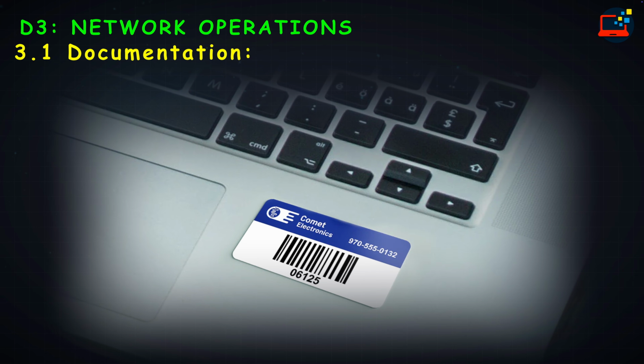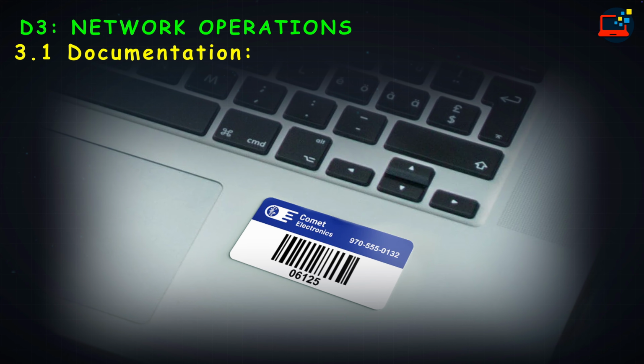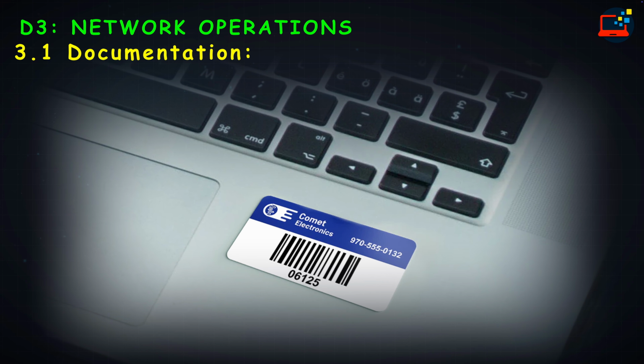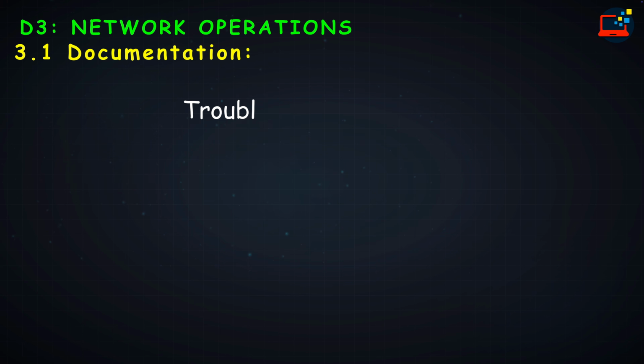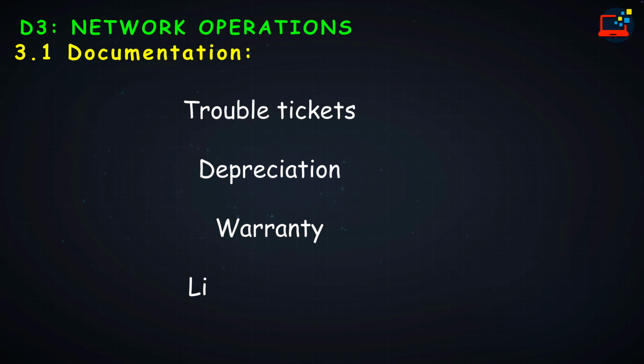Then there's asset tracking. Every laptop, switch, router, and firewall gets a tag, often a barcode or an RFID tag, and lands in an asset database. That database drives trouble tickets, financial depreciation, warranty tracking, and software license counts.